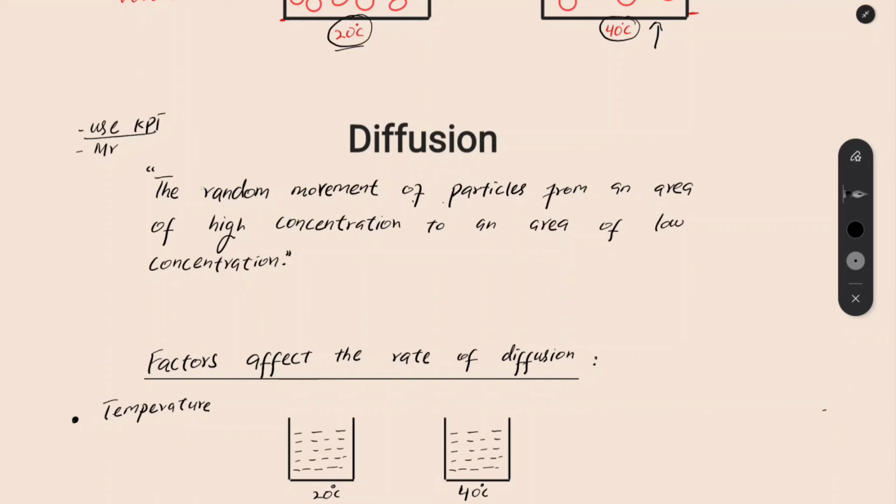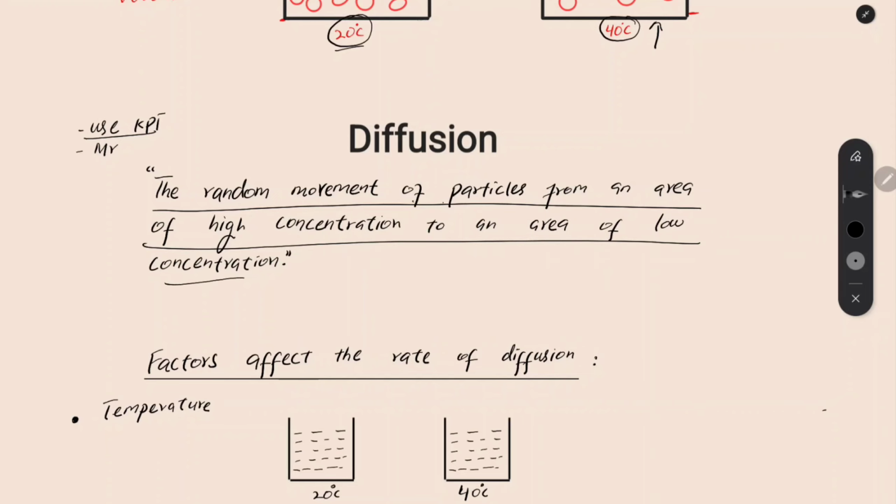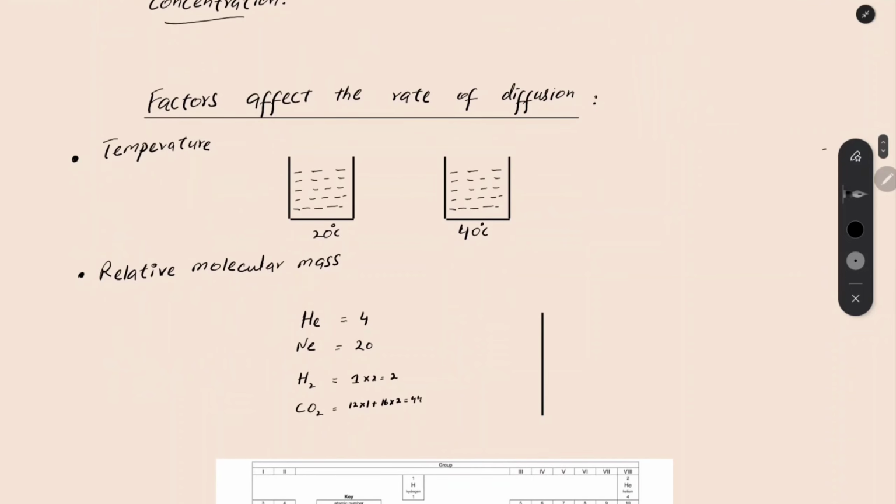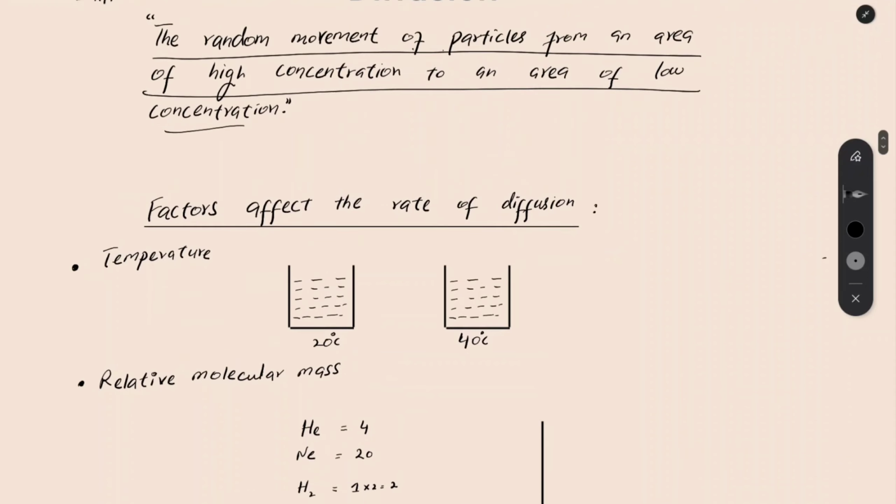So diffusion will remain continuous. So what is diffusion? The random movement of particles from an area of higher concentration to an area of lower concentration, right? So factors affect it. It is possible in liquid state, gaseous state, or it is very slow in solid state, or we can say that diffusion is not possible in solid state at this point.